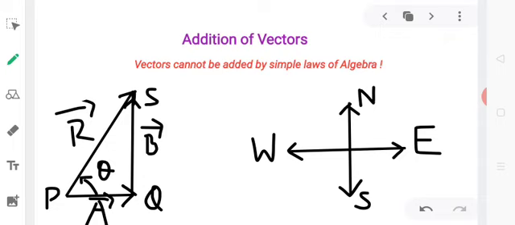So R is the resultant of vectors A and B. If the tail of B, that is this point, coincides with the head of A, again this point, then the vector drawn from the tail of vector A to the head of vector B is called the resultant vector R of the two given vectors.